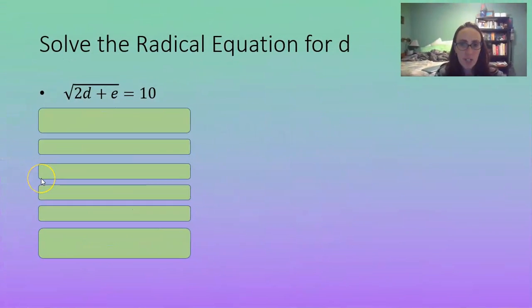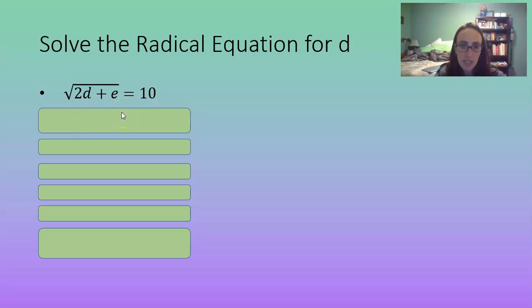Solve the radical equation for d. Square root of 2d plus e equals 10. When you have a radical equation that has more than one variable in it, they're usually going to tell you what variable they want you to solve for.